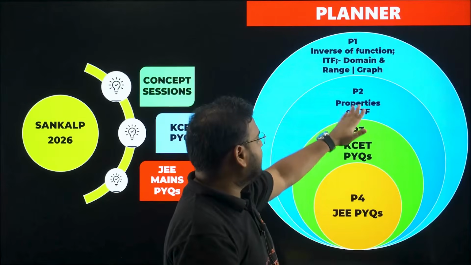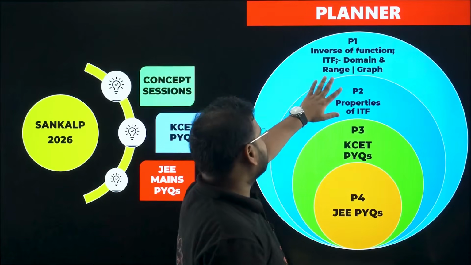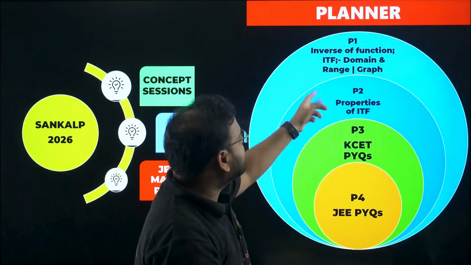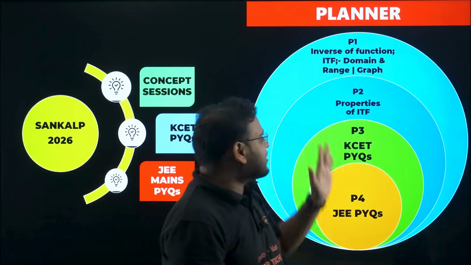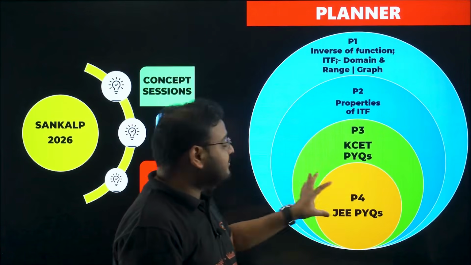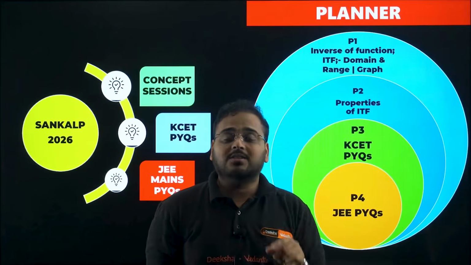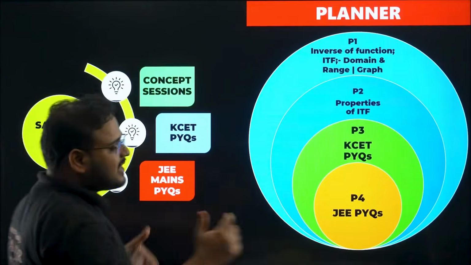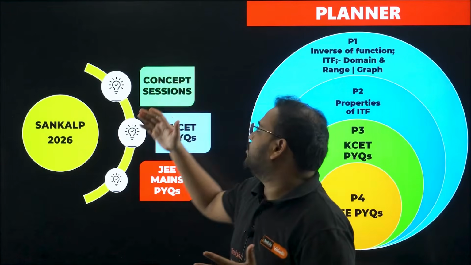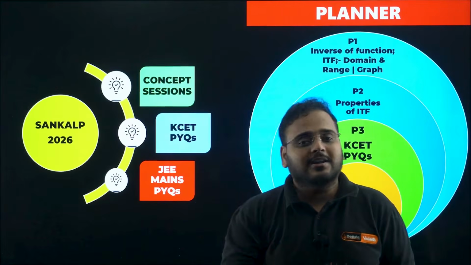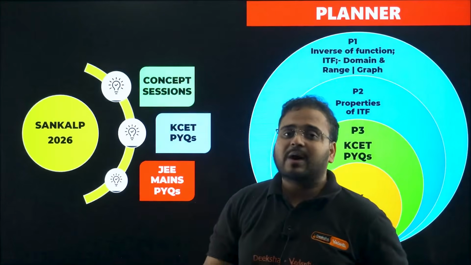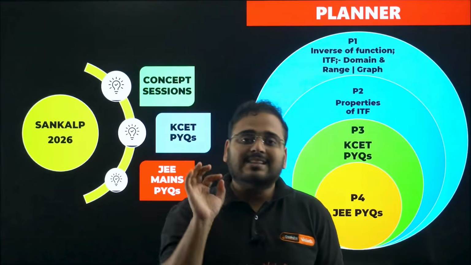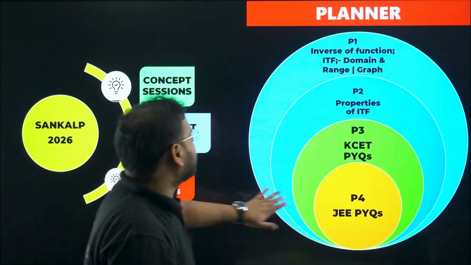Parts 1 and 2 were on the concept. You can see the topics written over here: inverse of function, ITF, domain and range. Part 2 was properties of ITF, part 3 was KCET PYQs, and part 4, which is this particular session, is on the JEE Mains PYQs. Very good. So as you know, the Sankalp batch structure is very similar. You have concept sessions, then you get KCET PYQs followed by JEE Mains PYQs. There are no doubts whatsoever in this, right? How the planner is working out for all of you.